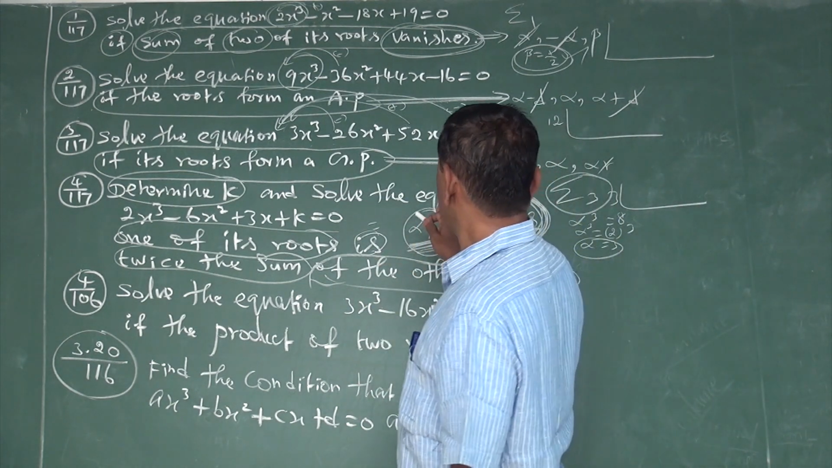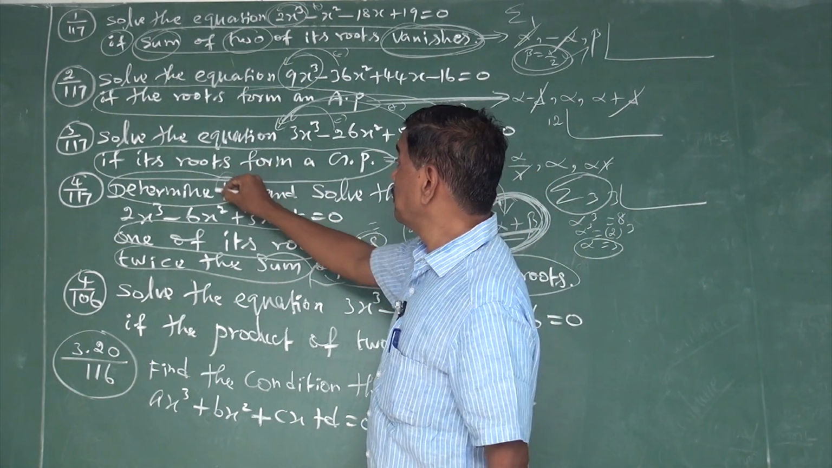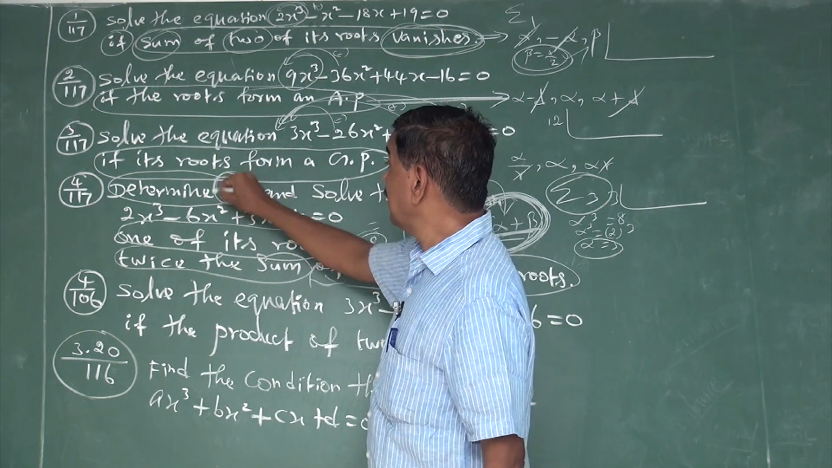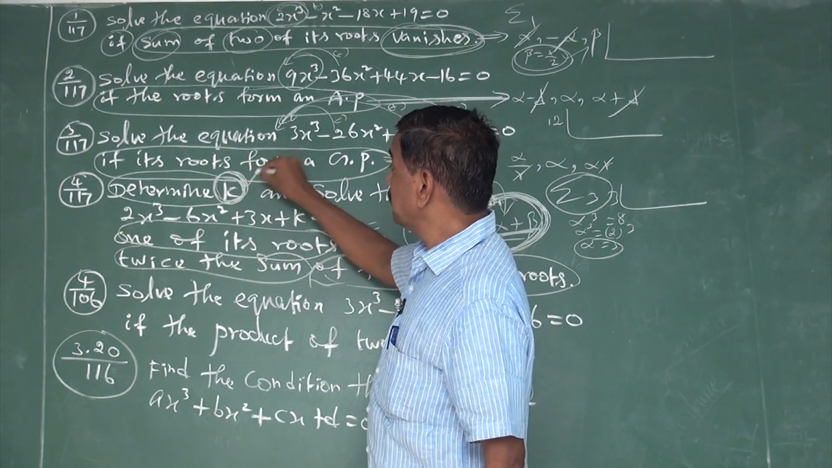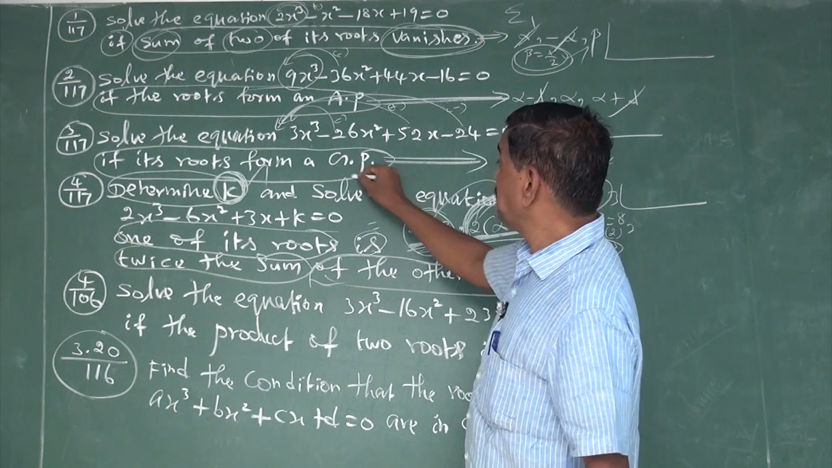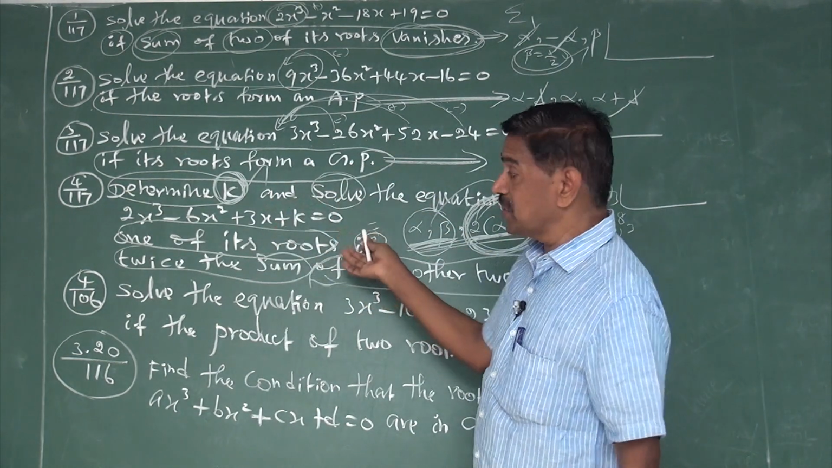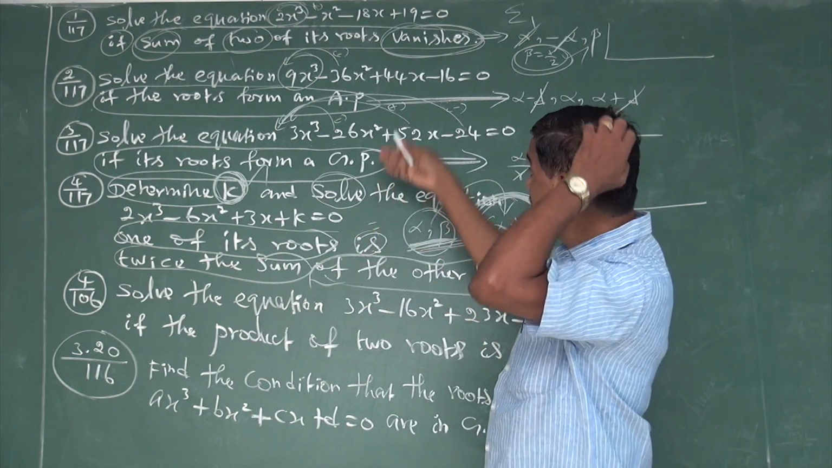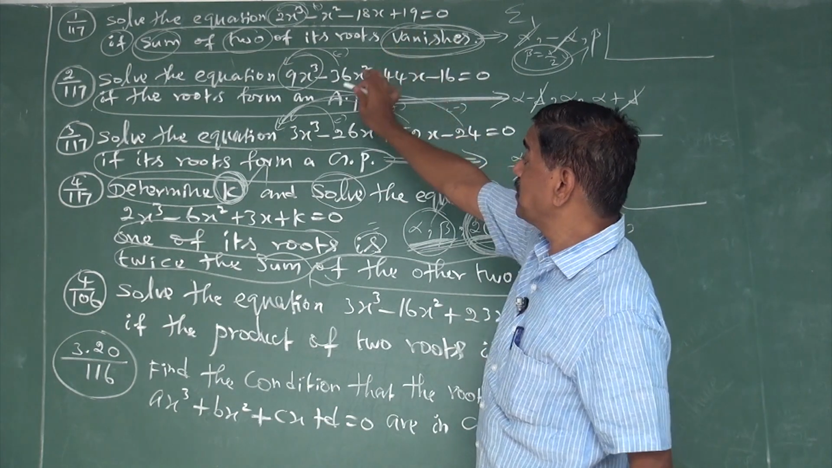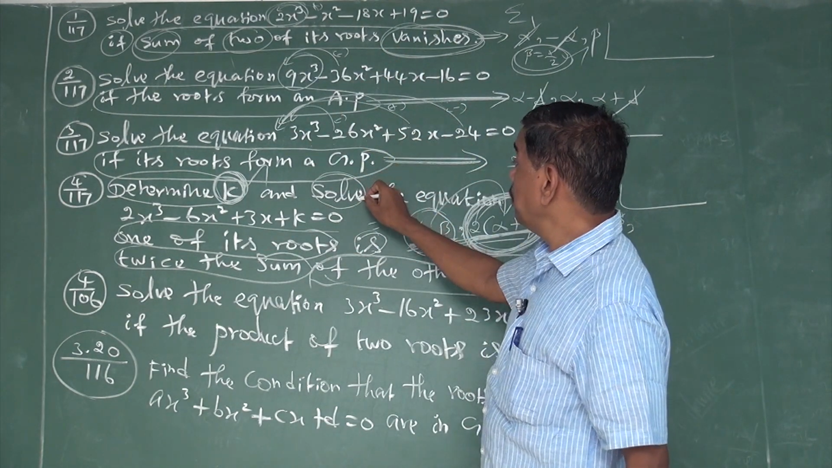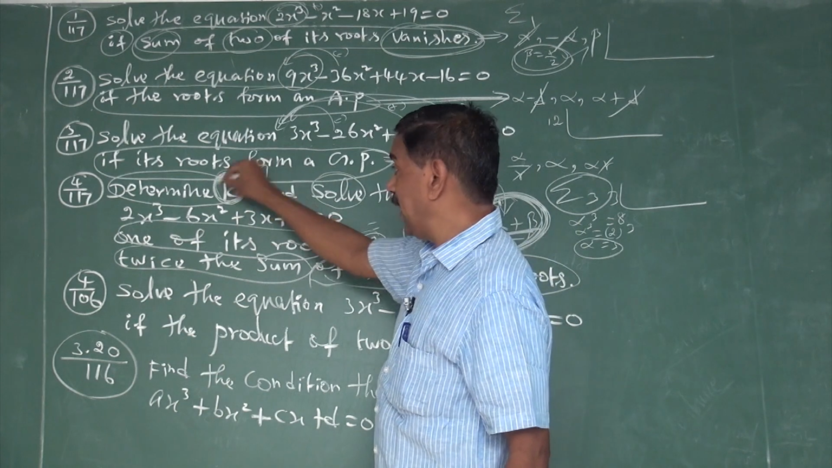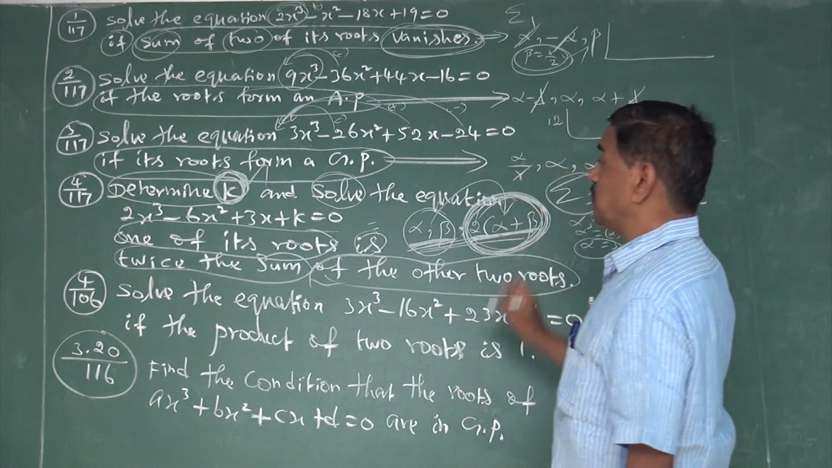And this question is really a twisted question because we first want to find k, that is, determine k. First we want to find k and solve the equation. That is two questions. There are two questions here. It is not a direct question. The first three questions are to solve the cubic equation. But here solve the cubic equation, also find the value of k. So that is why it is a two-step question.